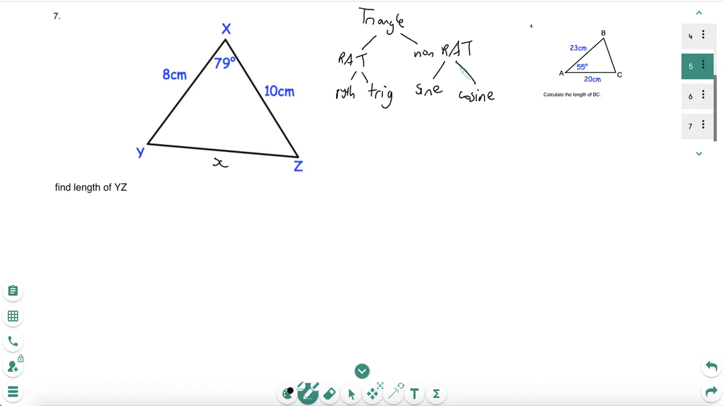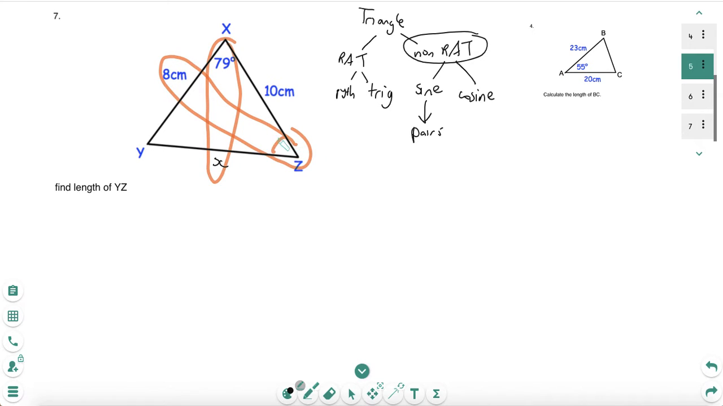So straight away, I have a non-right angle triangle, and then I have to choose either the sine rule or the cosine rule. Remember, I always check for the sine rule first. I use the sine rule if I have pairs. Well, let's have a look. I want to find this pair. Do I know this pair? No, because I'm missing this angle.